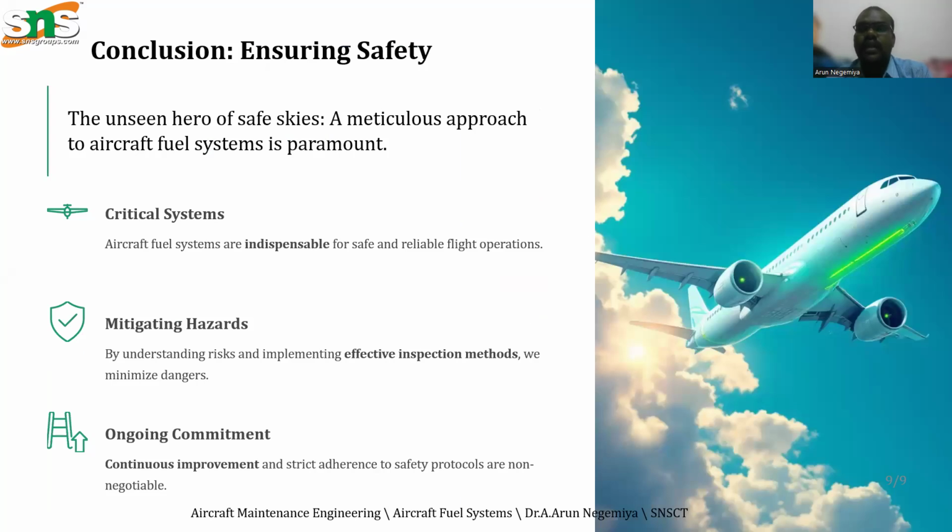And the last one is the conclusion part. In the conclusion part, we will conclude the fuel system inspection. In that, the following impurities will be found, for example critical systems, mitigation, hazards. These are all the meticulous approaches found in the aircraft fuel system.